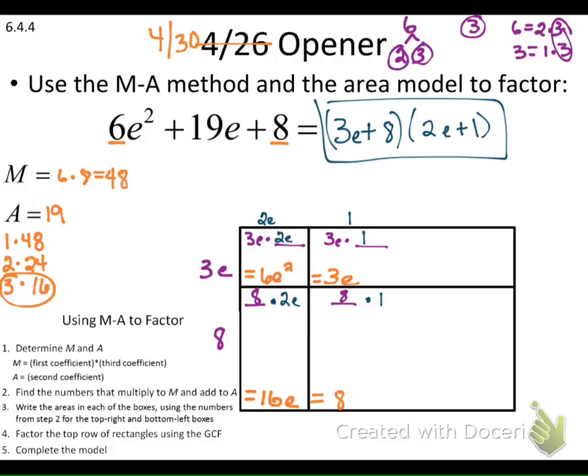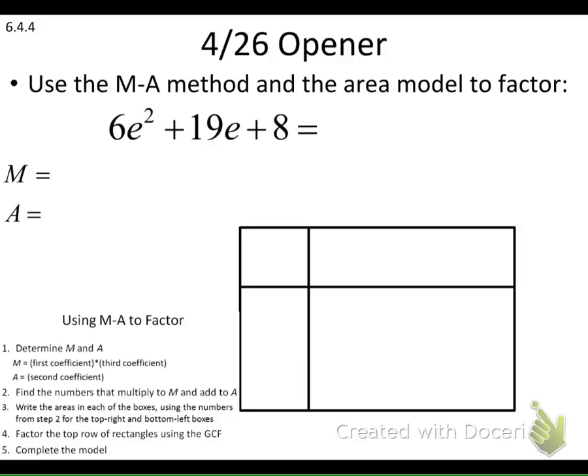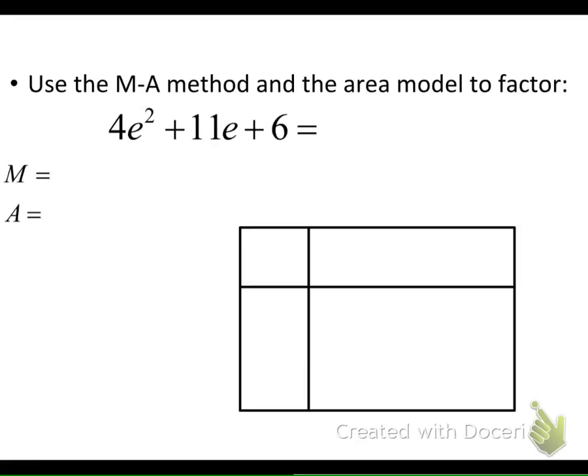Did anybody flip their numbers? Did anybody use 16 here and 3 here? Okay. If you did, it would be fine. I mean, your greatest common factor would be different. But instead of having 3E plus 8 times 2E plus 1, your answer would be 2E plus 1 times 3E plus 8. So those would just flip. Your greatest common factor would be different, but your final answer would be the same, just flipped.